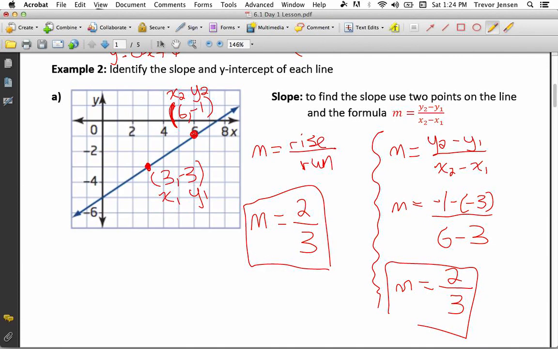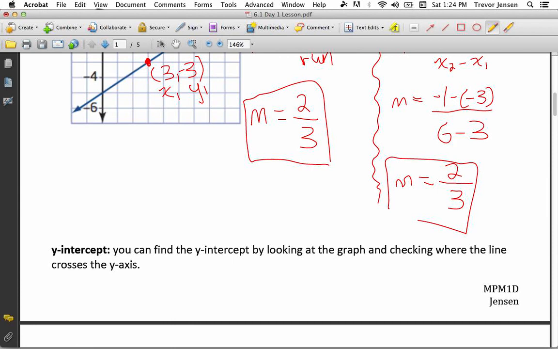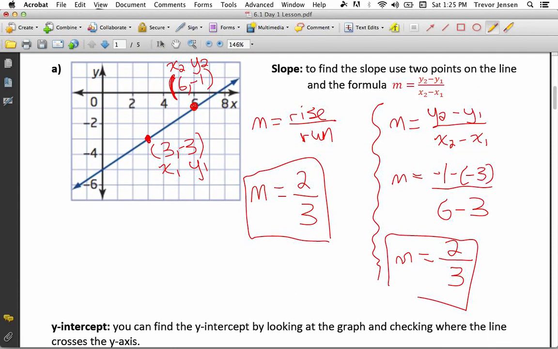Okay, so either way you feel more comfortable finding the slope from the line on a graph, either way is fine. You get the same answer either way. You can find the y-intercept by looking at the graph and checking where the line crosses the y-axis. Remember, the y-intercept means where this line crosses the y-axis, and it clearly crosses the y-axis right there. All you have to remember is the y-axis is the vertical axis, okay?